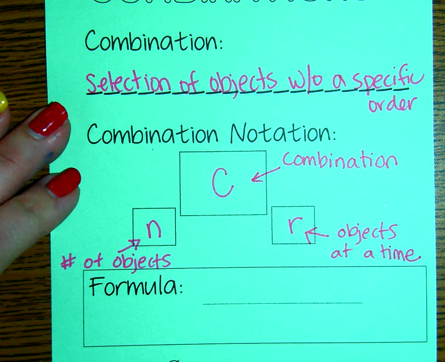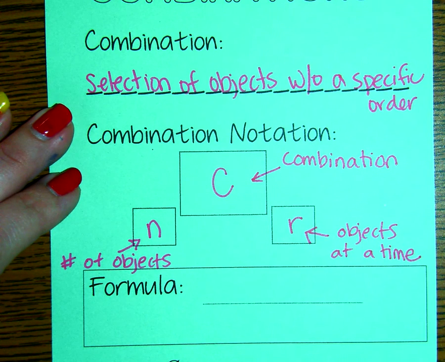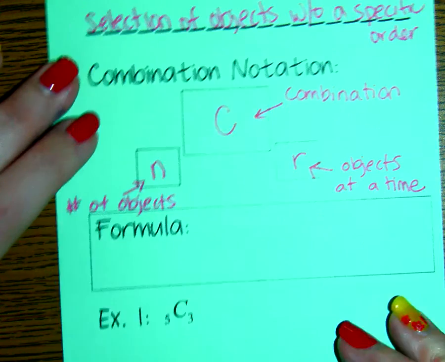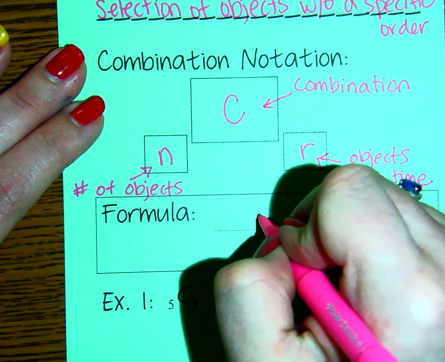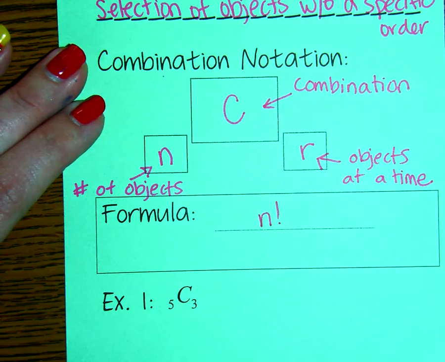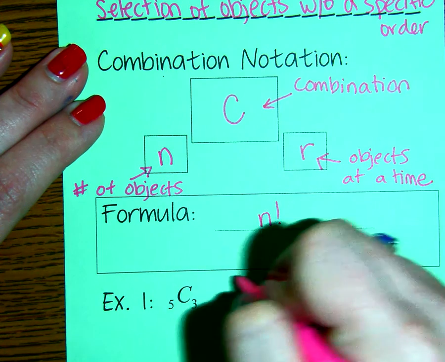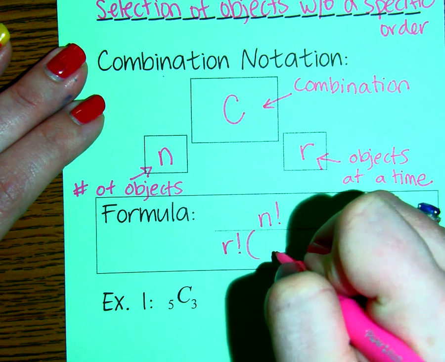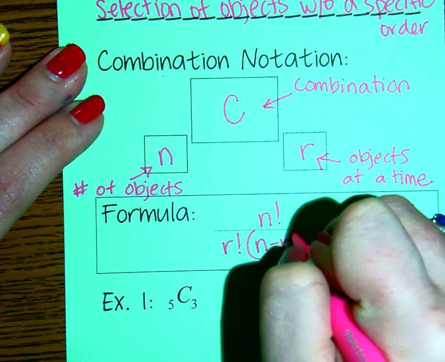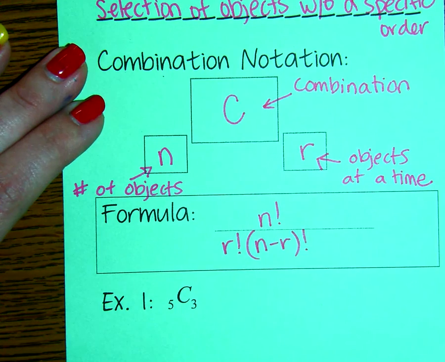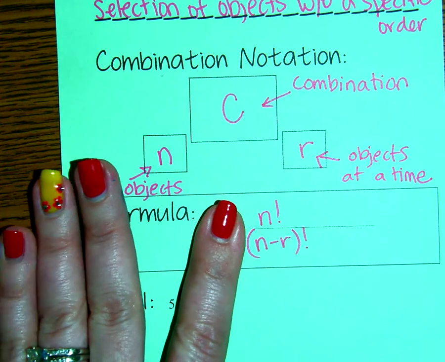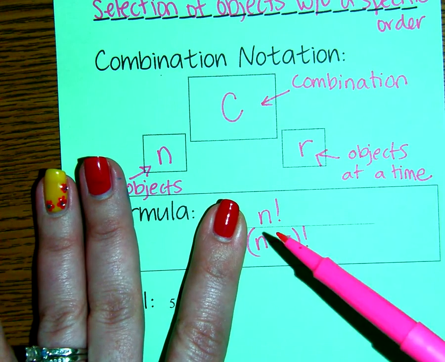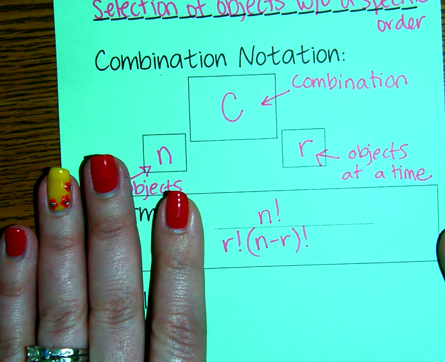And so the formula for combination is different from the permutation formula. We're still going to have the n factorial at the top, but on the bottom, it's a little more complex. I have r factorial times n minus r factorial. So this is our formula for permutation, and then combination adds that r factorial on the bottom.